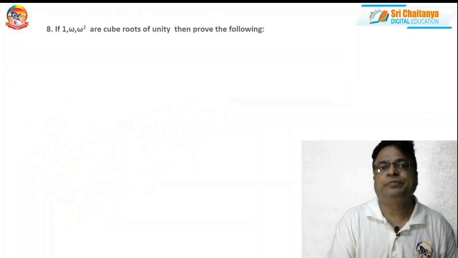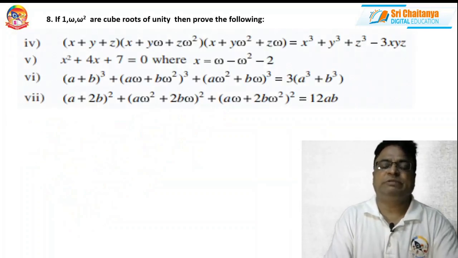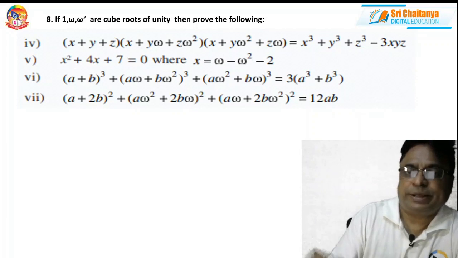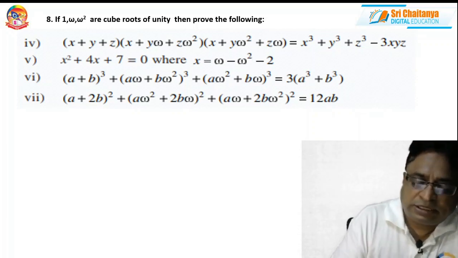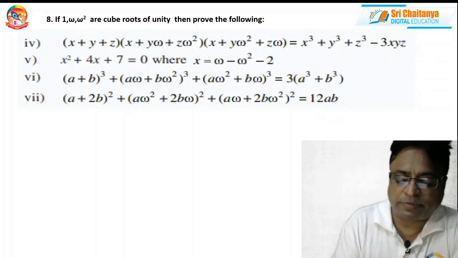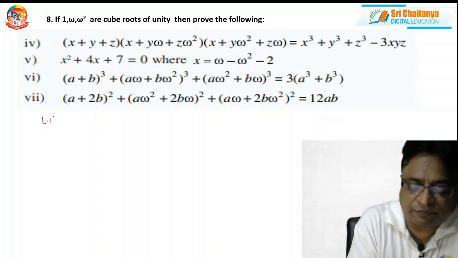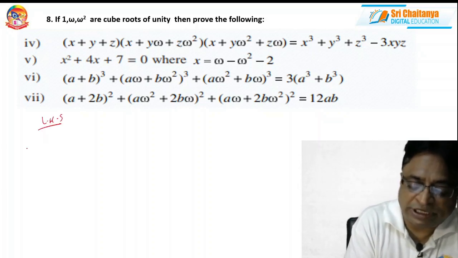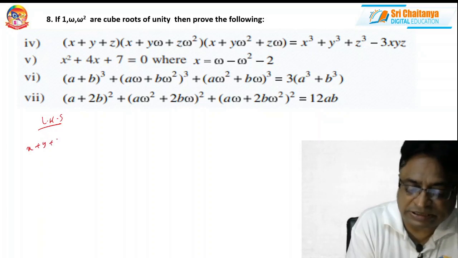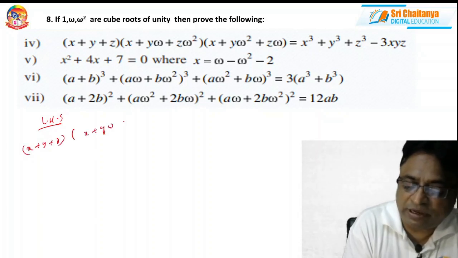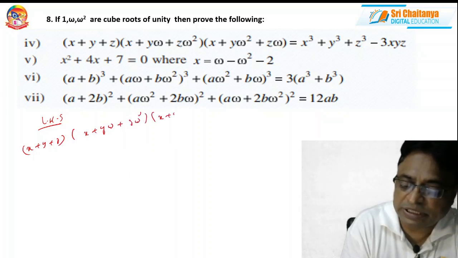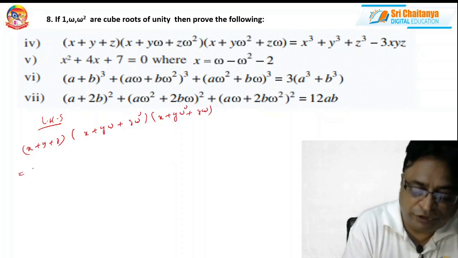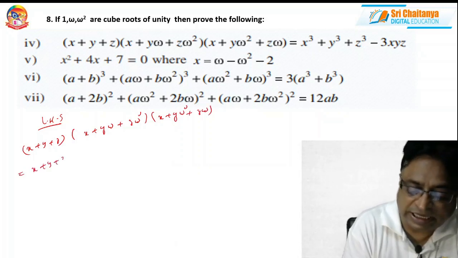Okay, now coming to the 4th, 5th, 6th, 7th questions. Similarly, just like in the third problem, now I am taking the LHS of the fourth problem. So LHS is x plus y plus z into x plus y omega plus z omega square into x plus y omega square plus z omega. So you keep this term like this, x plus y plus z.